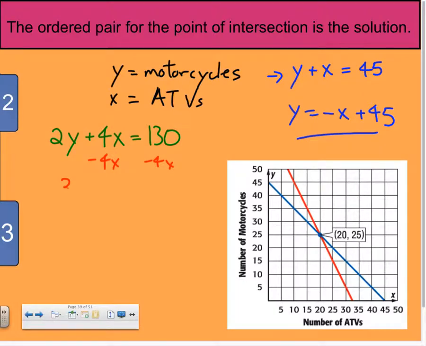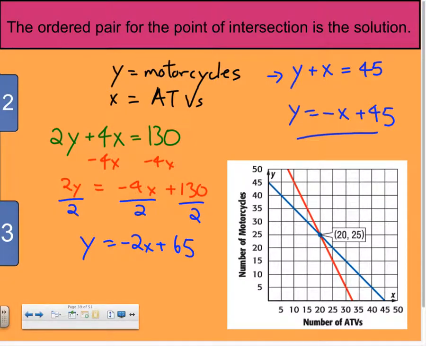Now I have 2y equals negative 4x plus 130. Now the problem with that is I just want y, not 2y. So the solution is to divide everything on each side by 2. So I divide this by 2. I also have to divide the whole side by 2, which means the negative 4x has to be divided by 2 and the 130. And then I end up with y equals negative 2x plus 65, which again is another equation written in slope-intercept form.